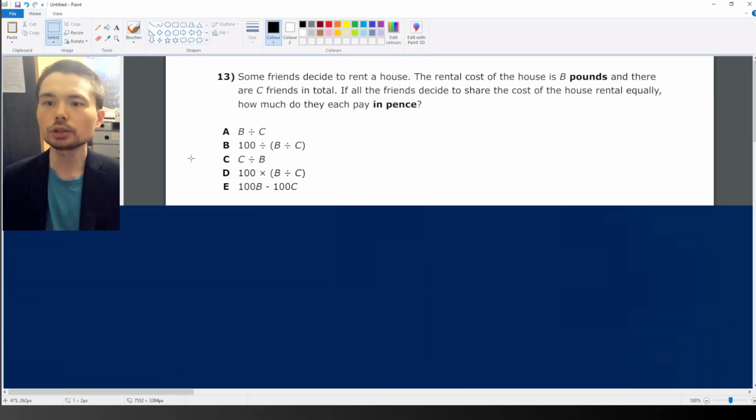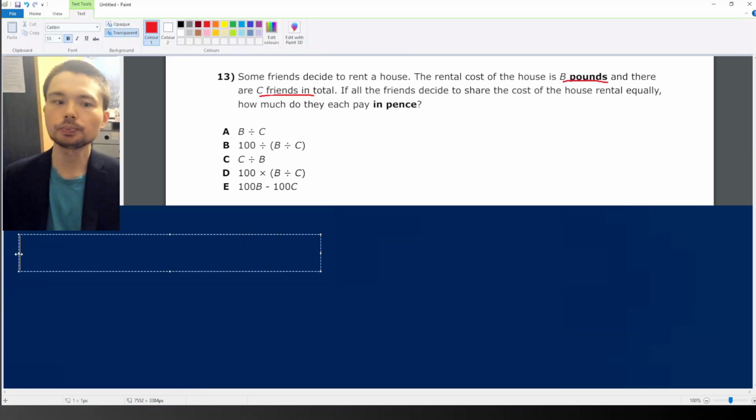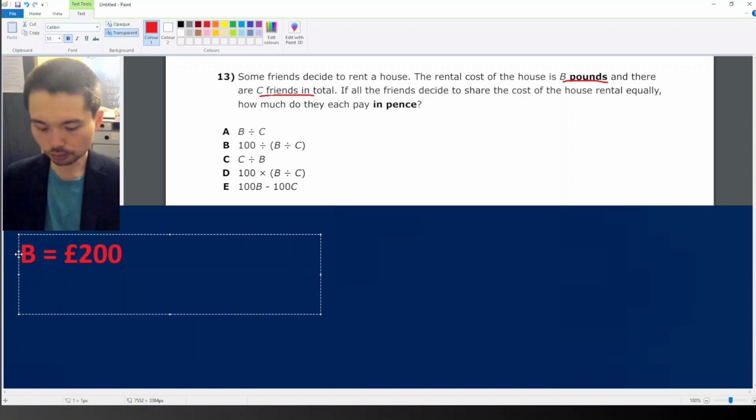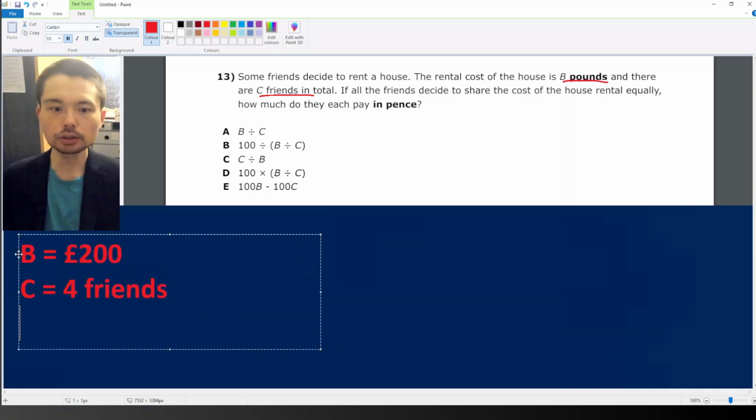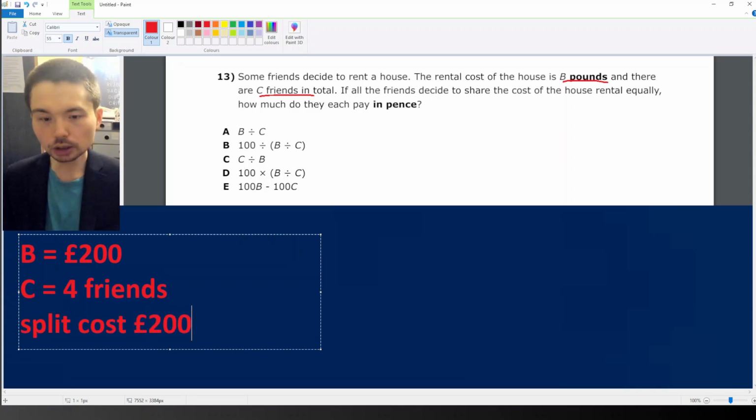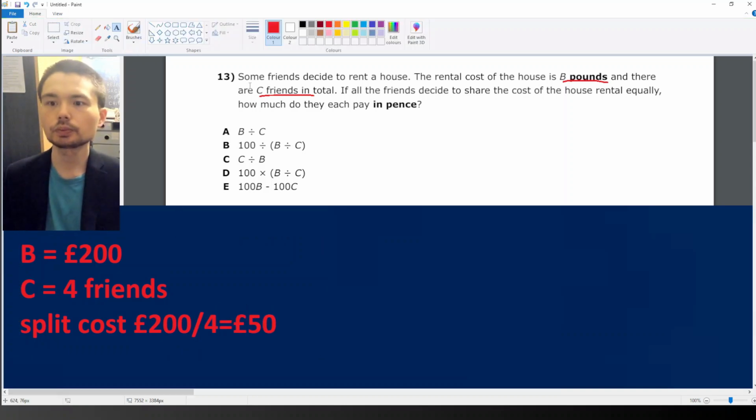Question 13. Some friends decide to rent a house. The rental cost of the house is £B, and there are C friends in total. So straight away we can think of dividing them. Now why am I saying that? Well, let's just put some fake numbers. Imagine B is equal to, let's say, £200. And let's say there are 4 friends. So if we split the cost, we are going to divide. 200 divided by 4 is equal to £50. So bear that in mind.